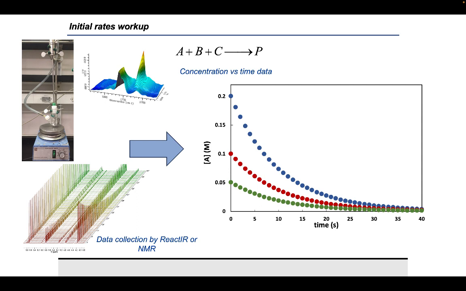Now, the object here would be to start with different initial concentrations of the component that we're interested in obtaining the order in. So in this example, we'll look at the order in component A, and I've simulated some data here that will hopefully help us understand how to perform an initial rates workup. So we see three traces. The blue, red, and green traces here all begin with different initial concentrations of component A.